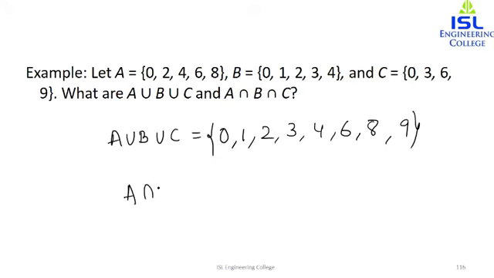What about A intersection B intersection C? So which number is common for all three of them? So we have 0 in A, B, and C. So 1 can be 0. After that, what about 2? 2 is in A and B, but it is not in C. The same with all the other elements. So A intersection B intersection C is only 0. Okay, this is the solution.